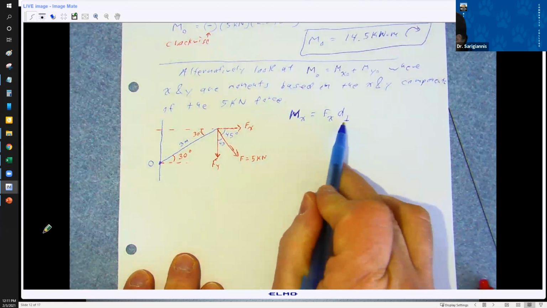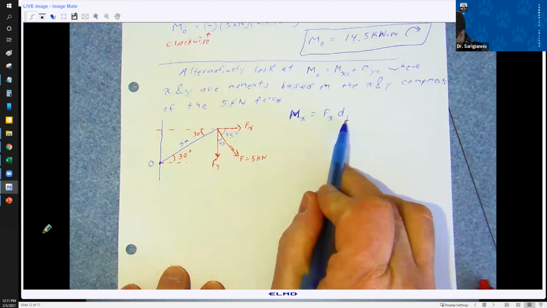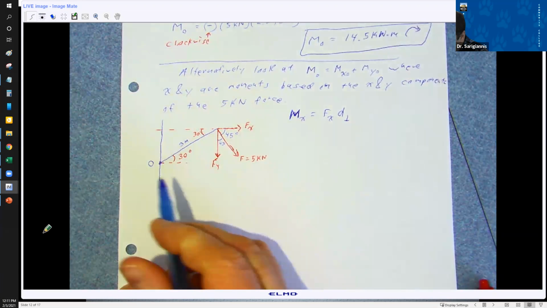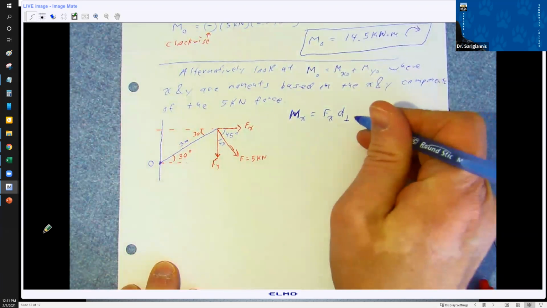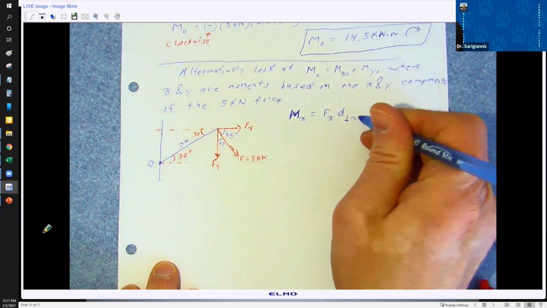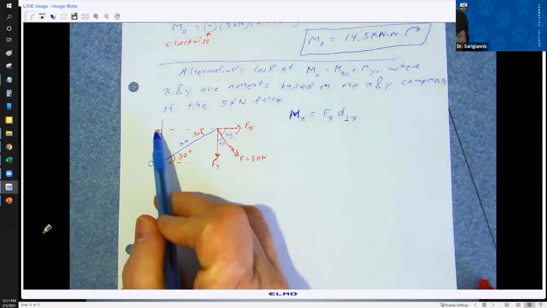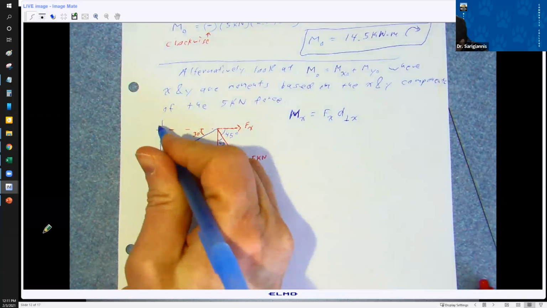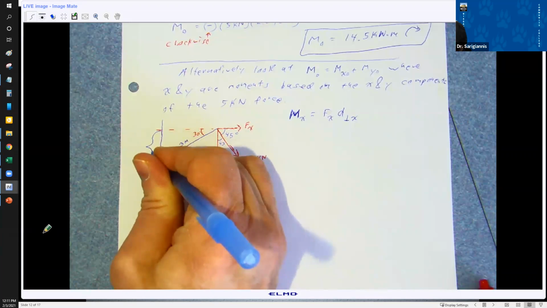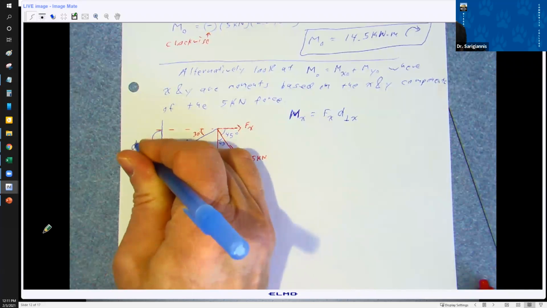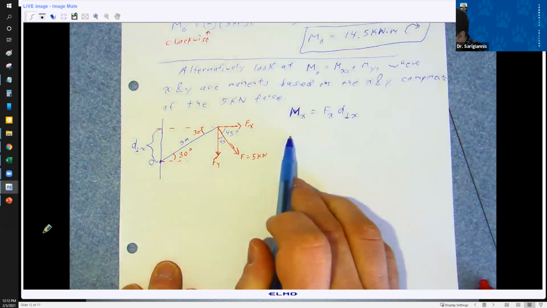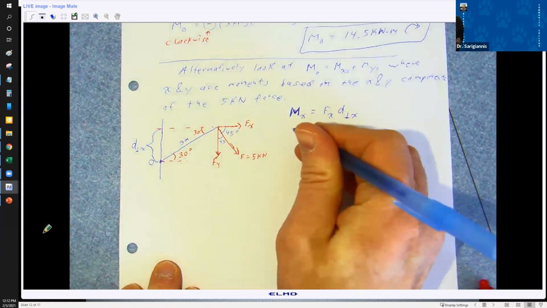All right, now what's this perpendicular distance? This perpendicular distance is this distance here. I'm going to call this the perpendicular distance for the X calculation. Now it's actually a Y distance, right? So this is the perpendicular distance, D perpendicular for X.